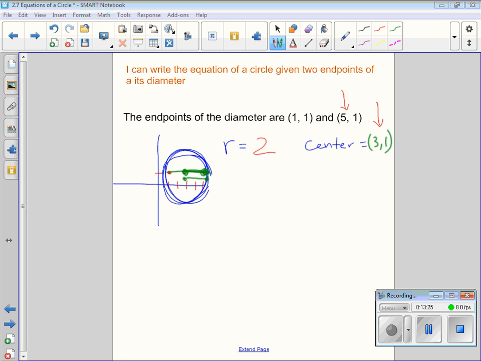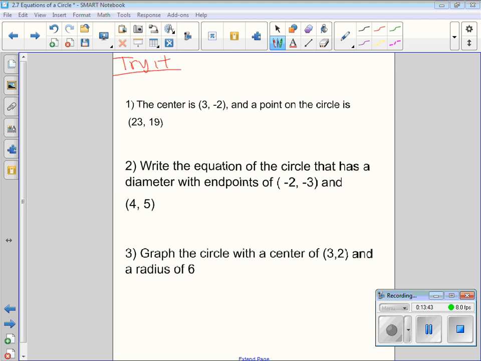So a little bit more thought-provoking problem, but we know how to do the distance formula, we know how to do the midpoint formula. So now let's just write our equation. We have our center, we have our radius. See if you can write the equation. Put me on pause, see if you get it right. And there you have it. Don't forget to square the radius, okay? There we have it.